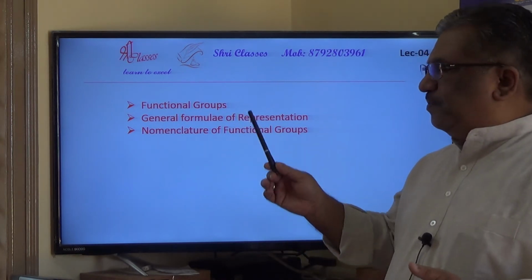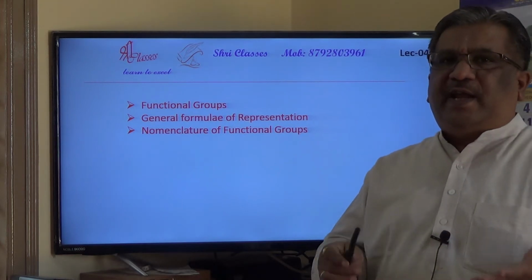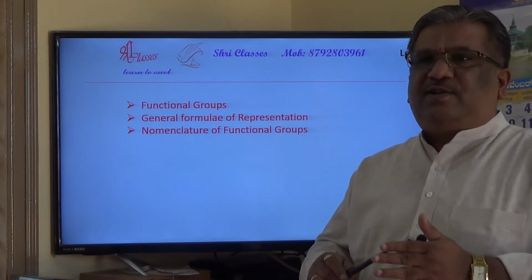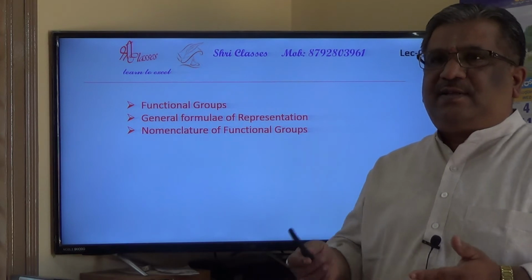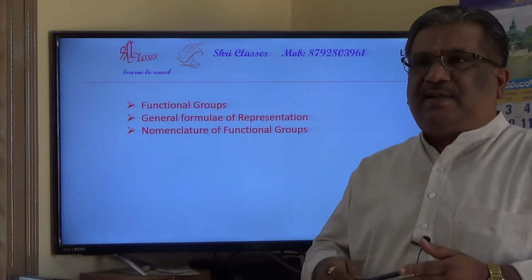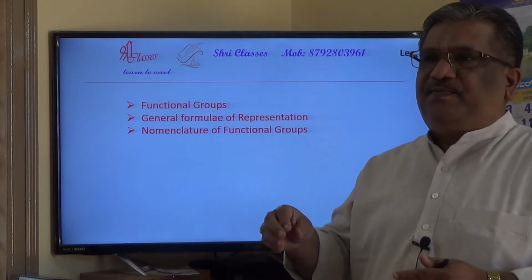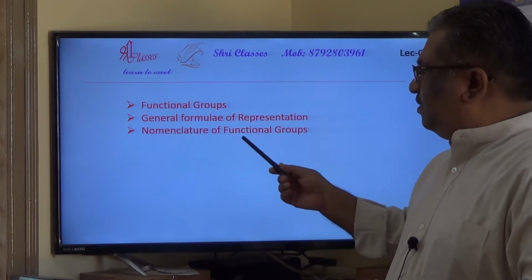When these functional groups are attached to a hydrocarbon chain, then how to read and how to name depends upon a particular rule, a nomenclature, part of which we have studied in our last lecture, that is for alkanes, alkenes and alkynes. Now, when these functional groups are attached to those hydrocarbon chains, how to name? Let us study those things under nomenclature of functional groups.